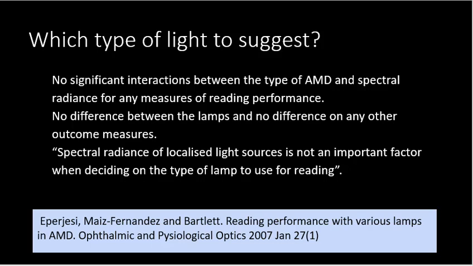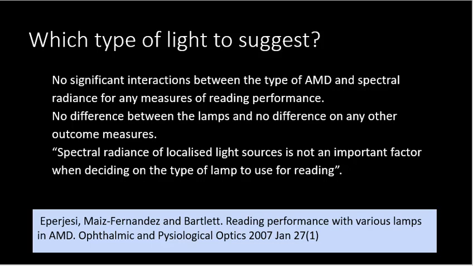So then, now that we know about the different types of light, natural as opposed to artificial, what type of light do we suggest? A study in 2007 by Epigesi and co-workers, which the reference is there, investigated reading performance with various lamps in patients with macular degeneration. Researchers agree that people with vision loss due to AMD show improvement in visual function with optimum levels of lighting because both visual acuity and contrast improve.